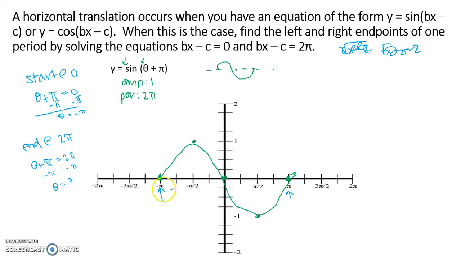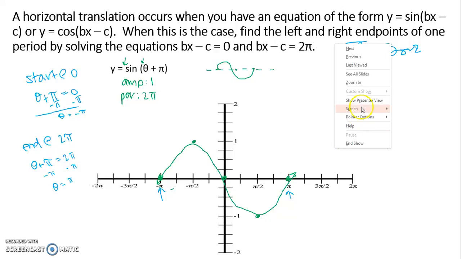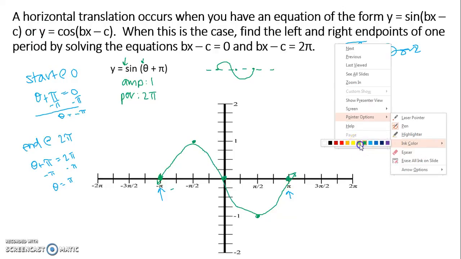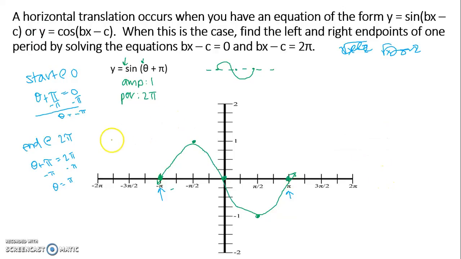So there's my nice first period. From there, I can continue that and get the rest of my complete graph. So at the end over here, I would then be going up and then back down.